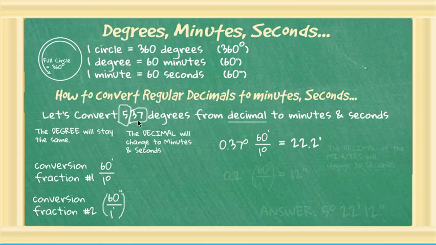Okay, the 0.37 decimal part, I'm going to times it by 60 minutes over 1 degree. Okay, and like the last one, the degrees cancel. That's what we want to see. So the degrees disappear, and what's left is the minute unit over here. So I do the multiplication, I get 22.2 minutes.